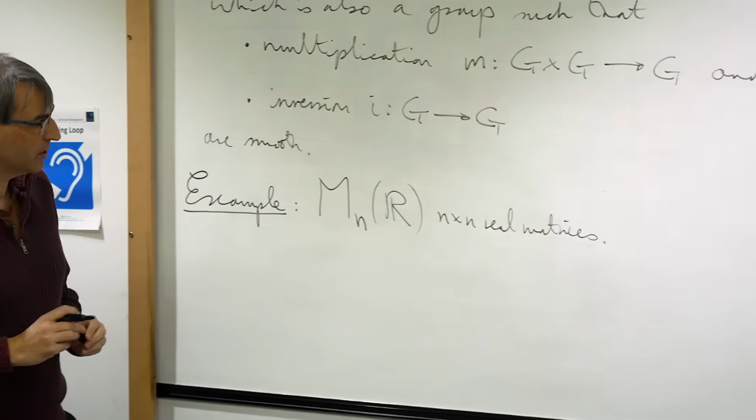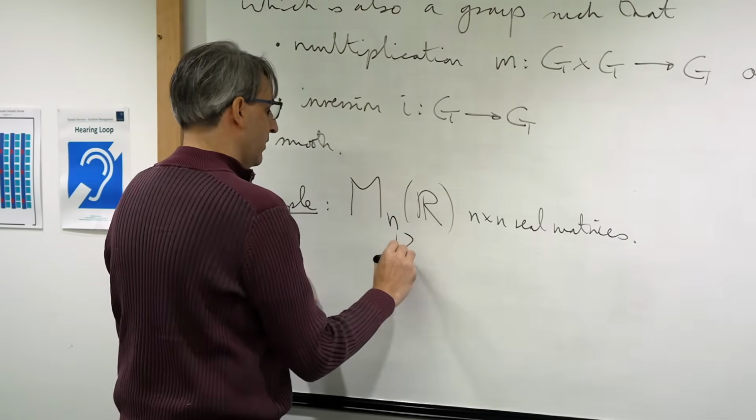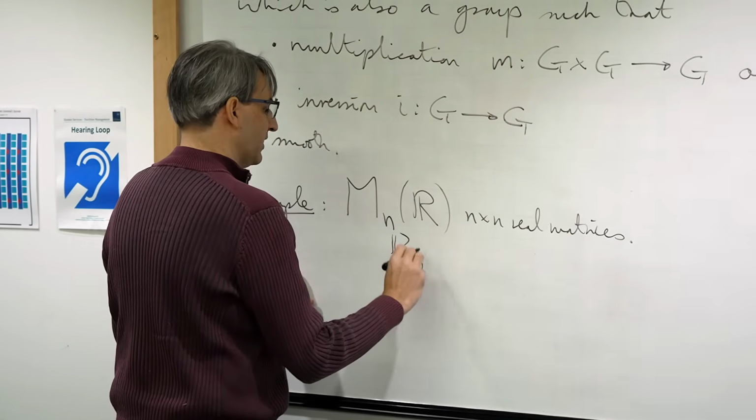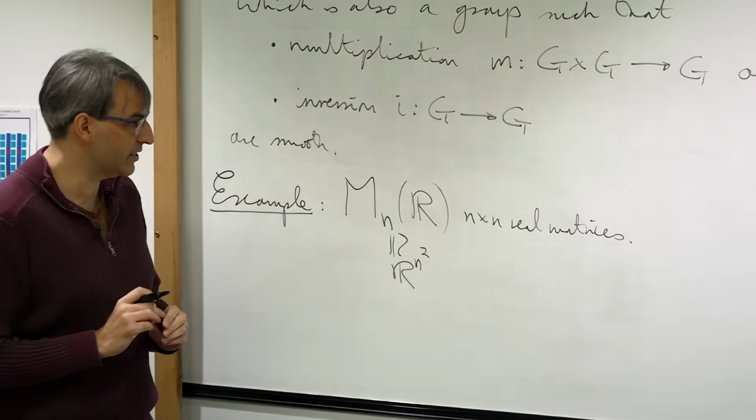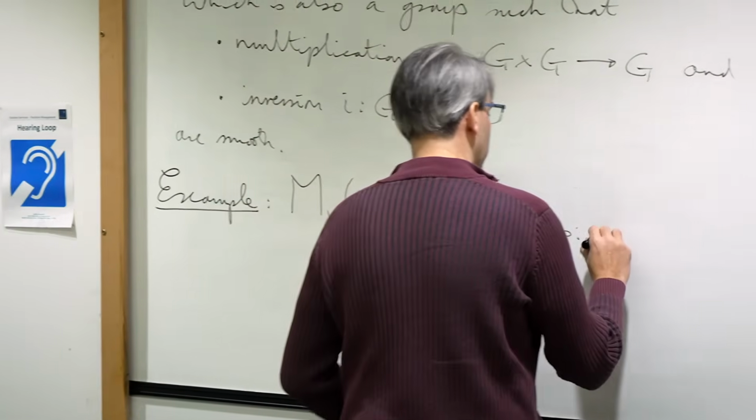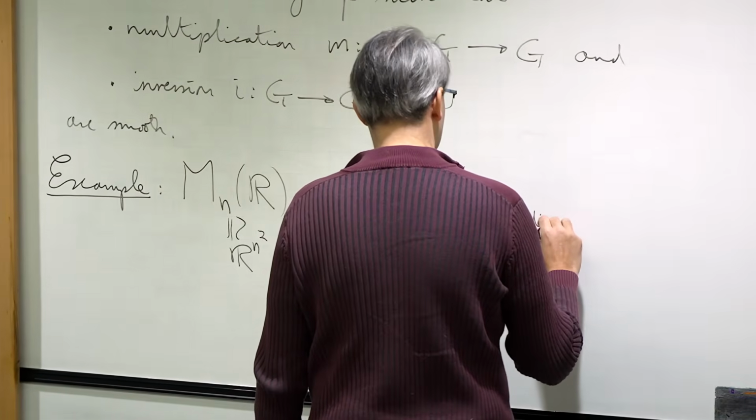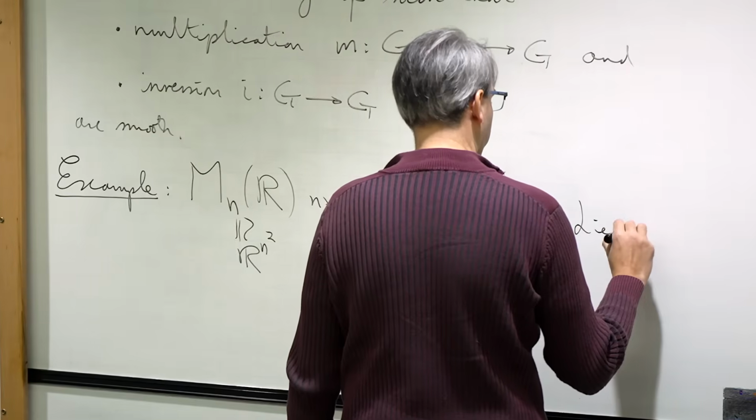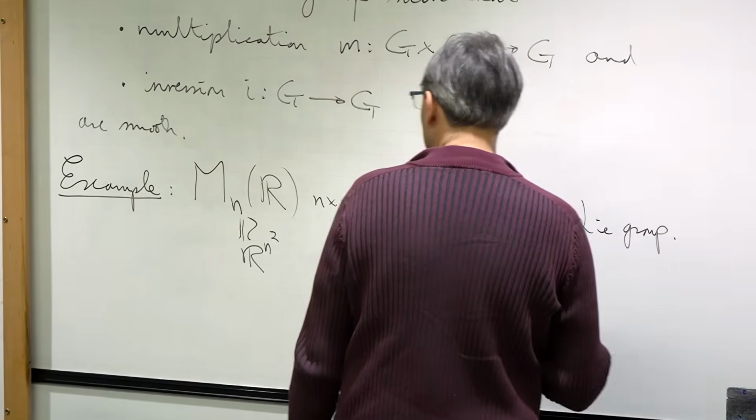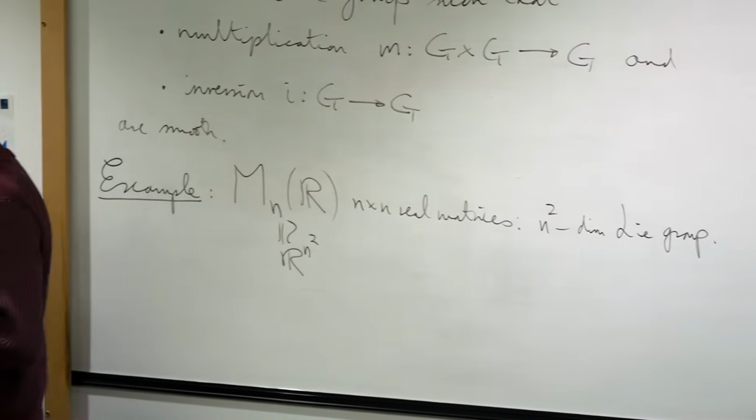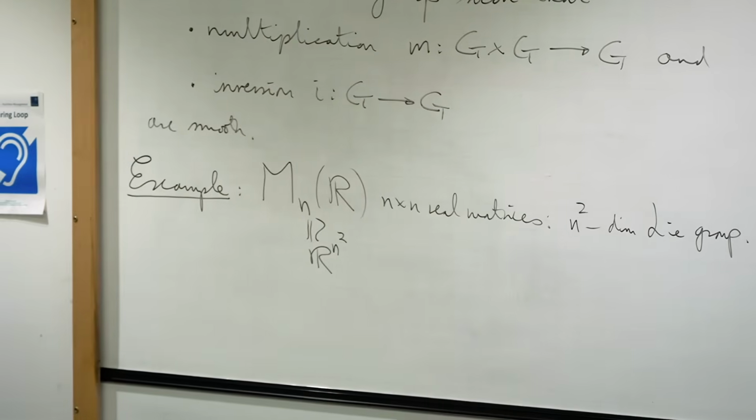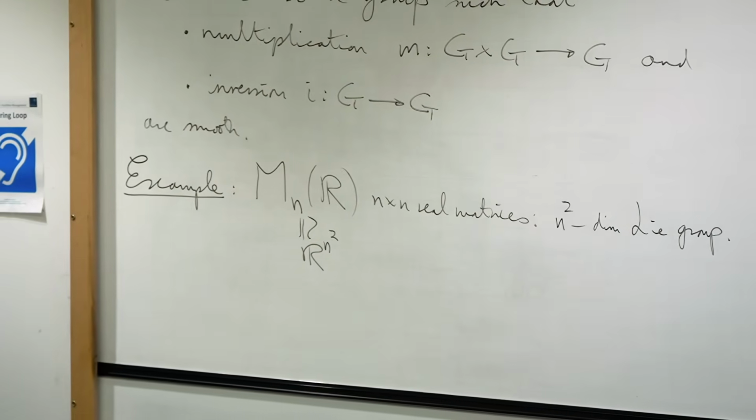Okay, so this thing is, of course, the same thing as R^(n squared). So this is an n squared dimensional Lie group. Abelian, because the rule is addition, right? And that's clearly a smooth map.